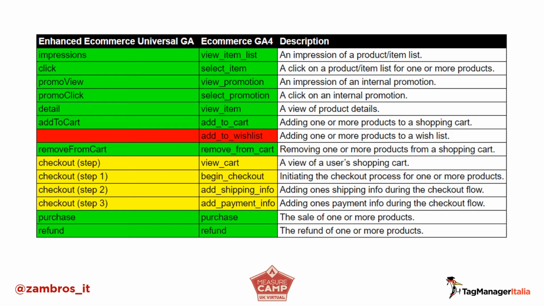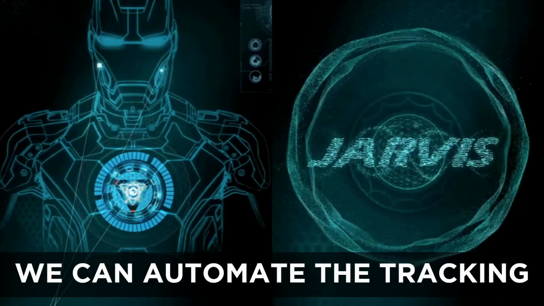In green, we have the actions that have a full correspondence from Universal Analytics to GA4. In yellow, there are the checkout actions that have a partial correspondence from Universal Analytics to GA4. GA4 actually needs a new specific action for the checkout step, for example, begin checkout, add shipping info, and so on. In red, we have the actions that have no correspondence from Universal Analytics to GA4.